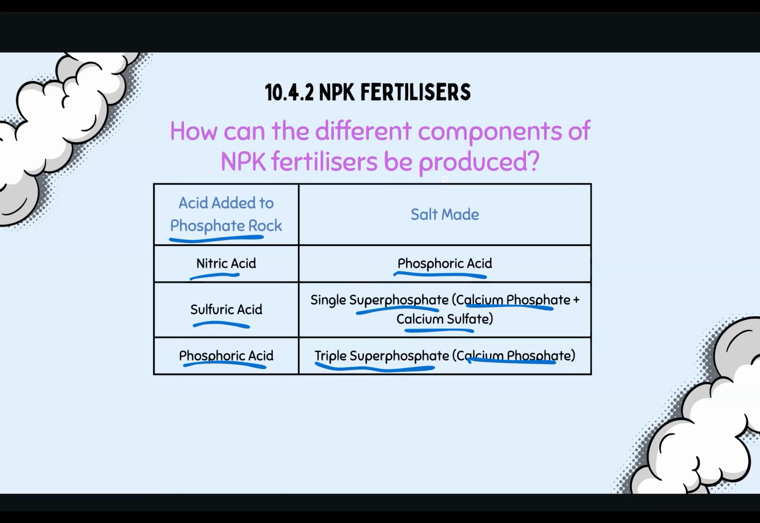Now, students should be able to recall the names of the salts produced when phosphate rock is treated with nitric acid, sulfuric acid, and phosphoric acid. So you need to know the names of the salts that are made, and you need to be able to compare the industrial production of fertilizers with lab preparations of the same compounds given appropriate information.